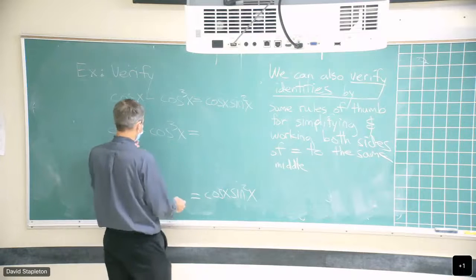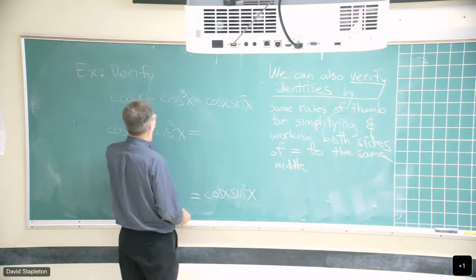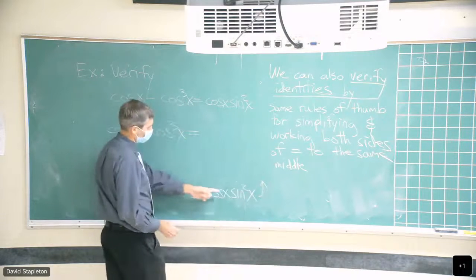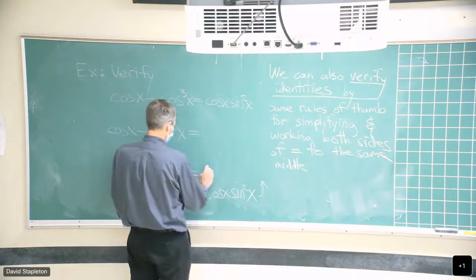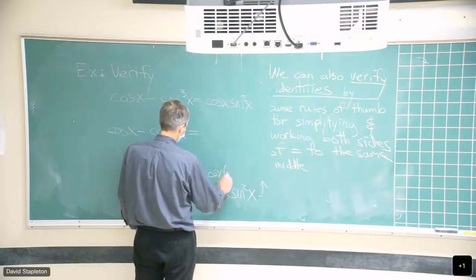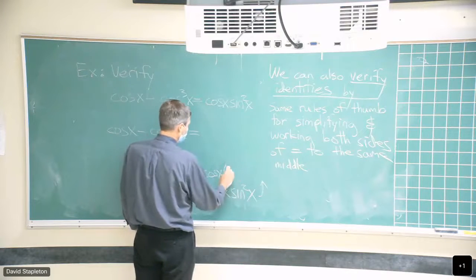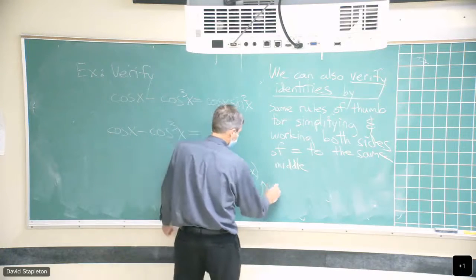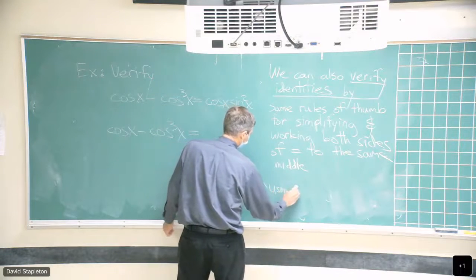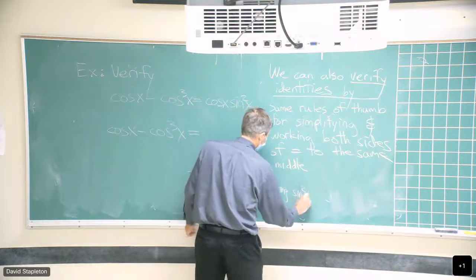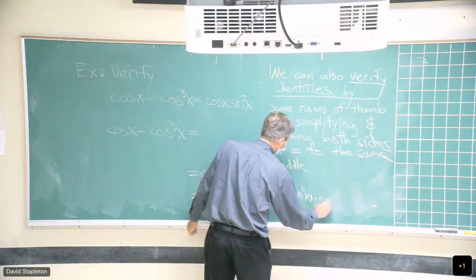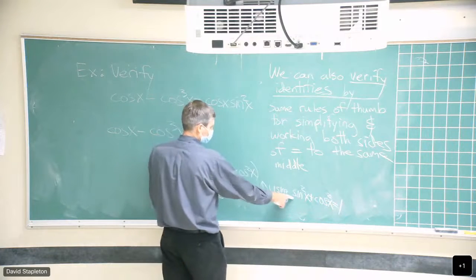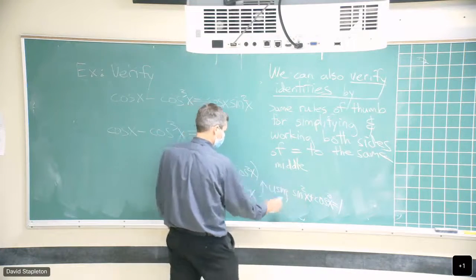Like for instance, instead of working from this end towards this end, and maybe I don't know what to do, I might work this end towards this end and say, I need to get a lot of cosines. I'm going to replace sine squared using the Pythagorean identity. So this is a real common trick in these, with 1 minus cosine squared. Okay? So it's using the trig identity sine squared plus cosine squared equals 1.